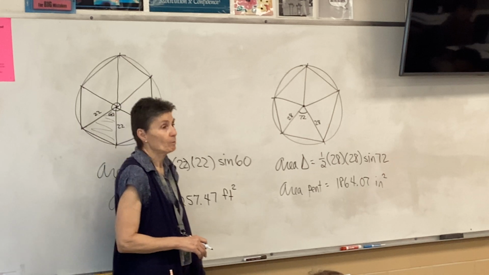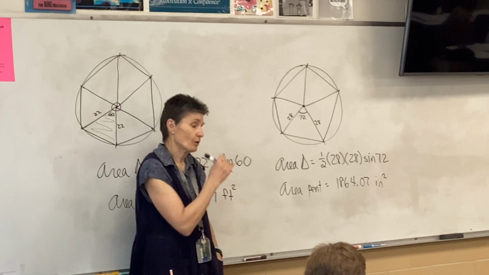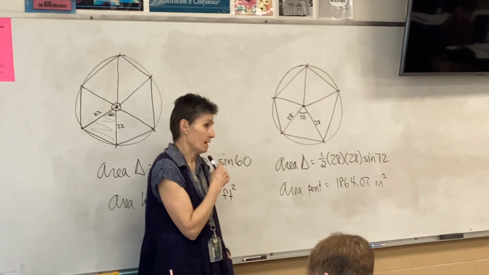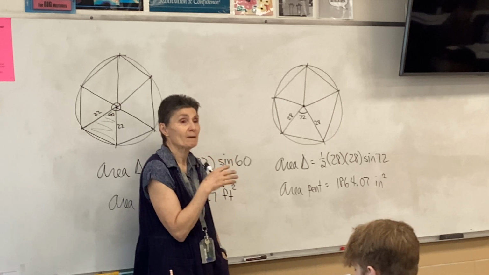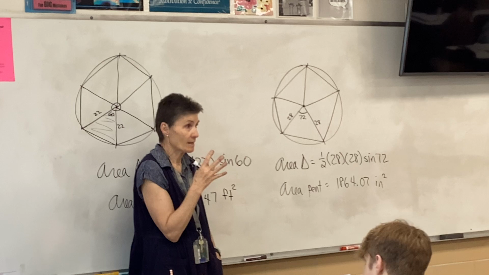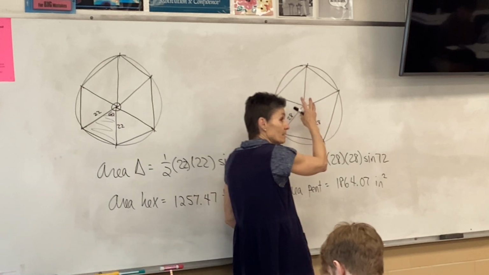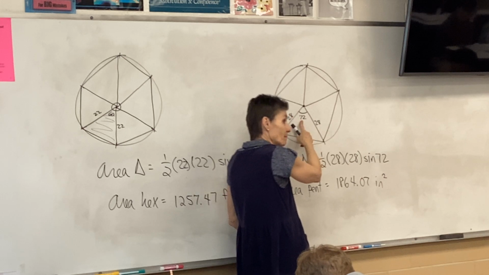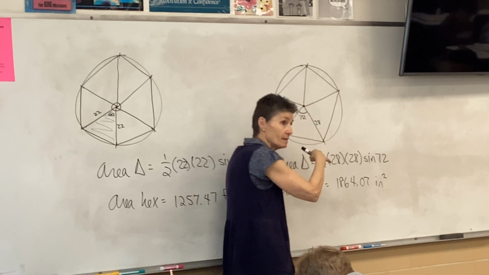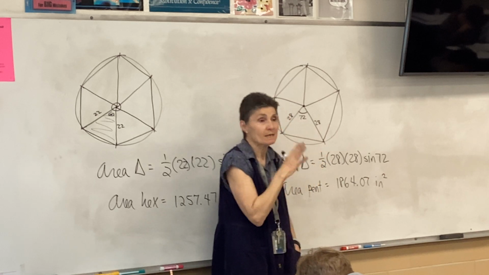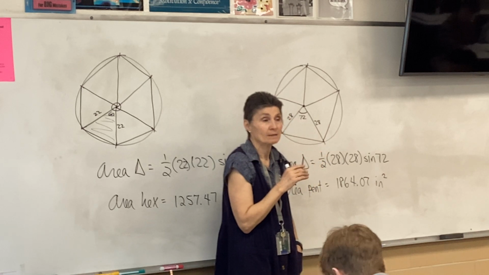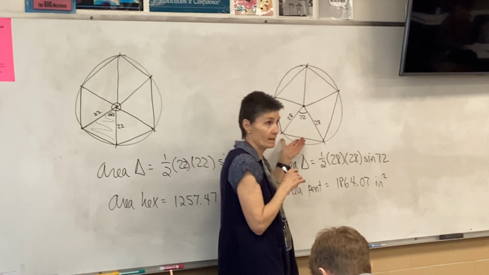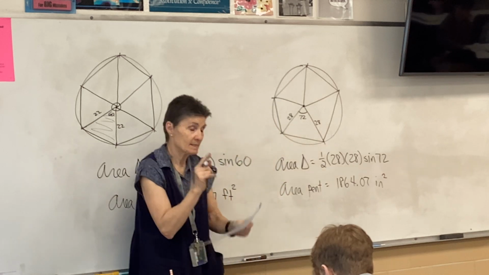Now, I promise on test day, you're going to get a question just like this. It might be a decagon. What's different about a decagon? 10 sides, which means 10 triangles, which means the central angle is 360 divided by 10, or 36. You can have any kind of regular polygon and do the problem exactly the same way. So, guaranteed, a question like that.